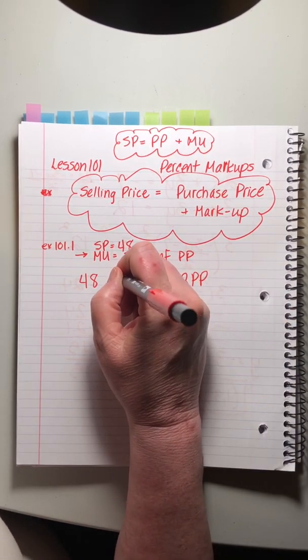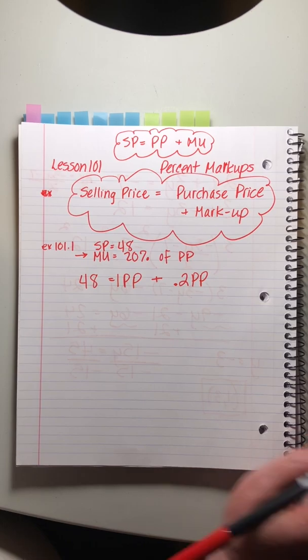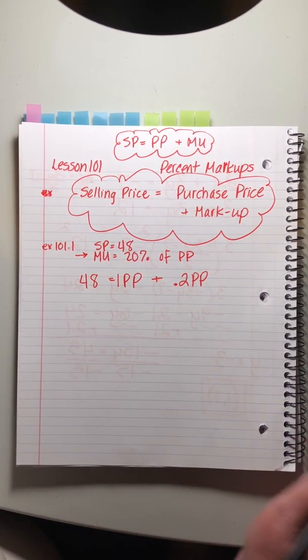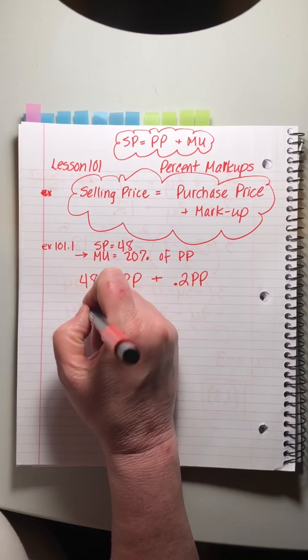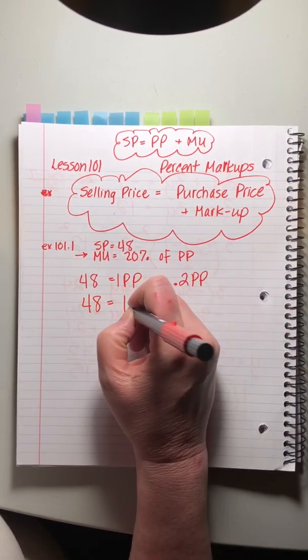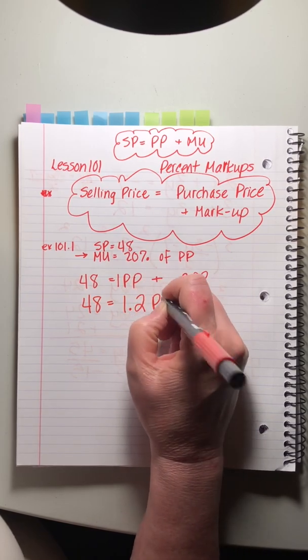Now, this I can imagine a 1 in front of, right? Because anytime you have a variable, you could put a coefficient of 1 if you want. And that's helpful in this case because I'm going to do 48 equals. Now I'm going to add the 1 and the 0.2. 1.2 PP.